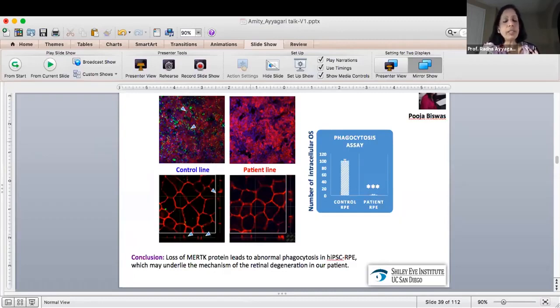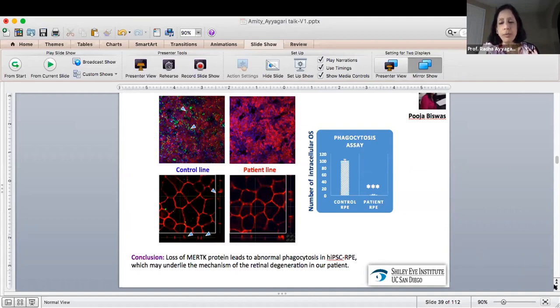This could be because the MERTK gene is known to be a key player in RPE phagocytosis. And in this particular patient, there is a loss of MERTK because of the mutations we detected, and that is leading to abnormal phagocytosis. Abnormal phagocytosis is known to result in RPE degeneration, and if RPE is degenerated, that results in degeneration of the retina, and that could be the mechanism involved in the pathology observed in this particular patient.